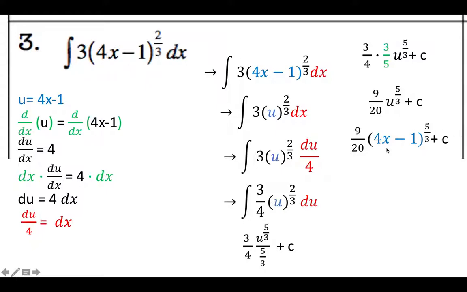And remember, we always plug the x back into the u right here because the question is asking with respect to x. The u substitution basically helps us find the integral, but we can't keep our answer in the u format.